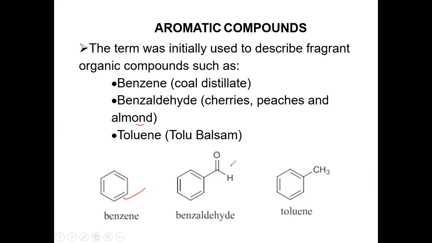That's aromatic compounds. Good. And this is benzaldehyde, benzene with an aldehyde functional group. If you go and check the functional group, you see this is the aldehyde functional group: C double bond O, and then an H here, bonded to any other chain, right? This is the aldehyde functional group. And then this is toluene, benzene with a methyl group. Very simple.